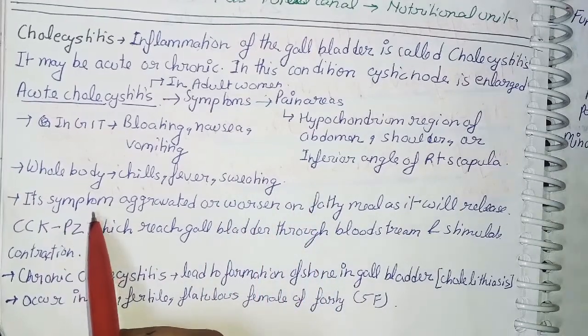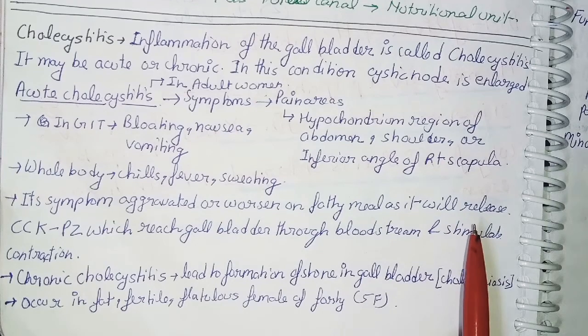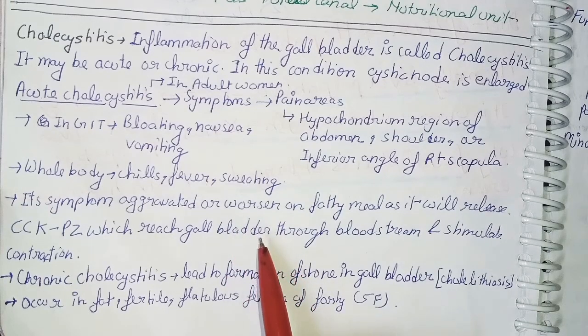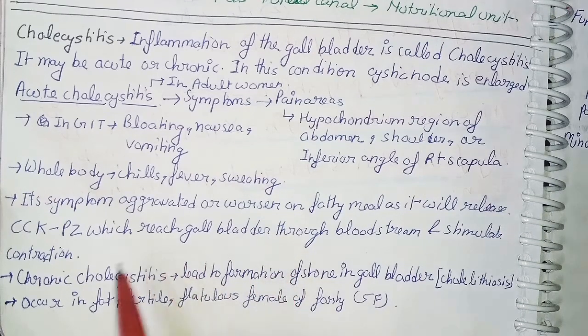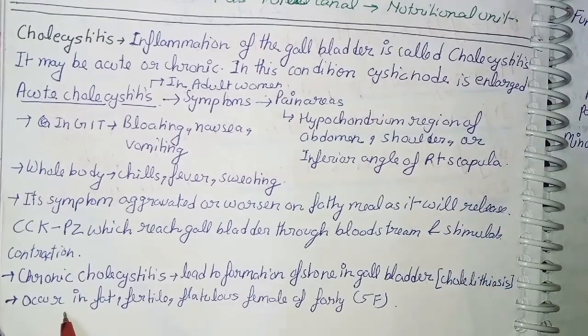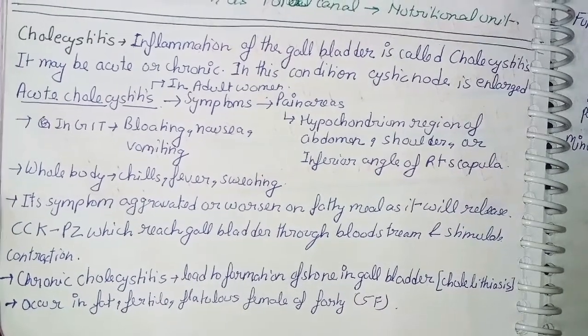The symptoms get worsened on fatty meals, which will release cholecystokinin, which will release the bile from the gallbladder by contraction. So it will contract the gallbladder and worsen the condition of cholecystitis. So chronic cholecystitis leads to the formation of stone in the gallbladder, which occurs in fat, fertile, flatulent female of 40, which is represented by 5F.